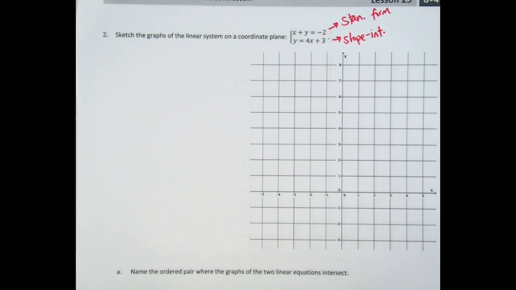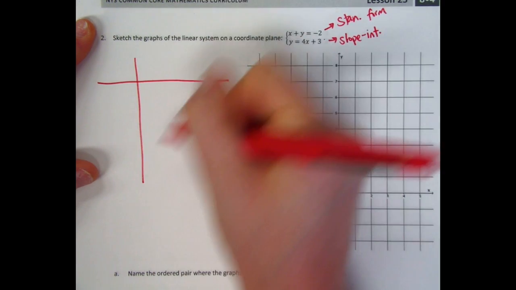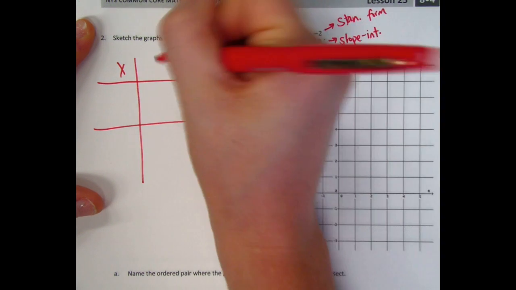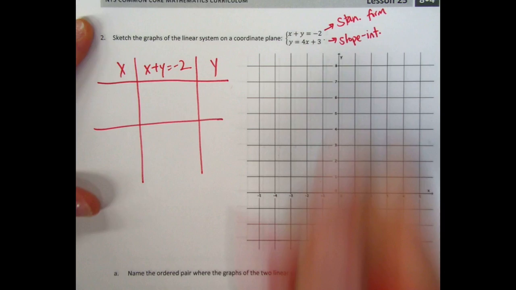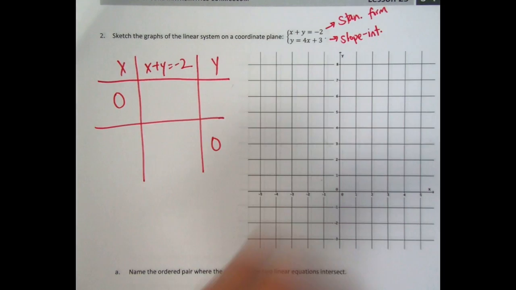So I'm going to graph the standard equation using intercepts. Making my table, x and y, and my equation x plus y equals negative 2. I'm going to find the point where x is 0. I'm going to find the point where y is 0.